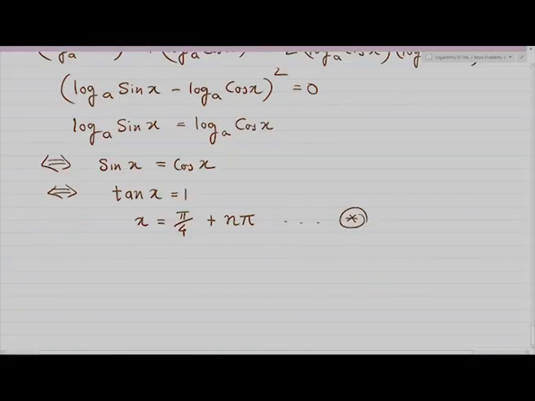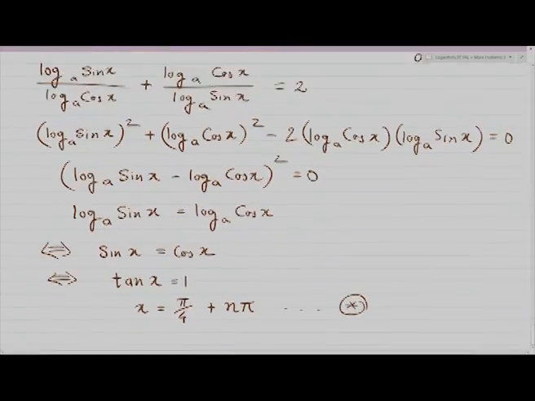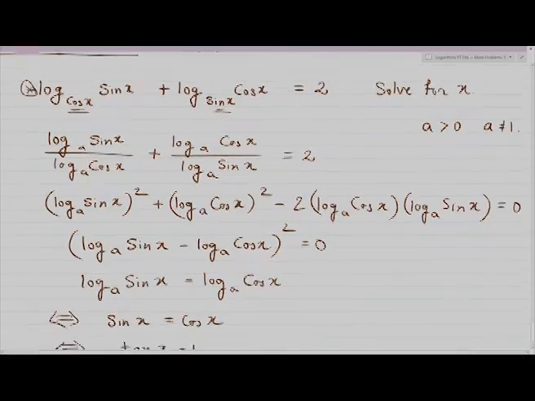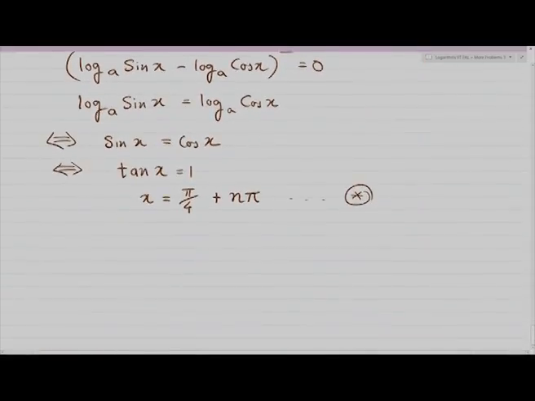So, we have figured out all possible values of x for which tan x is equal to 1, but does that satisfy our logarithmic expression? That is something that we need to check. This is a very important thing. So, in order to satisfy this logarithmic equation, what are the things that are needed?